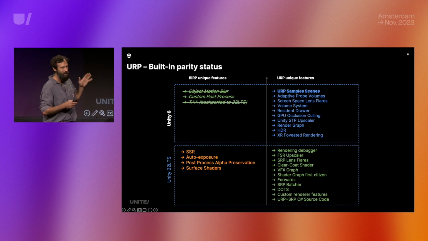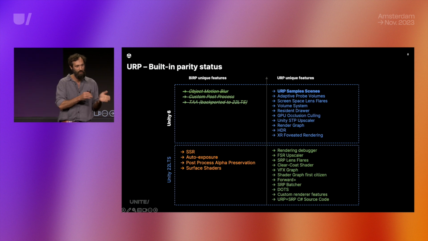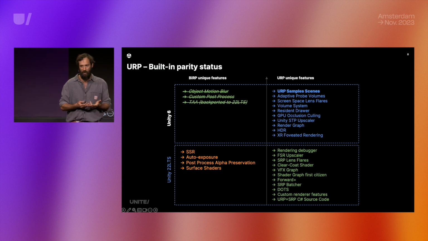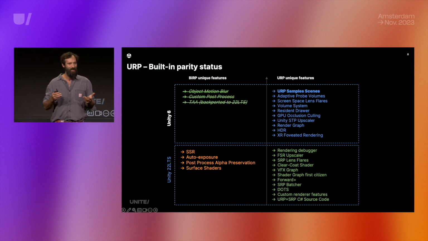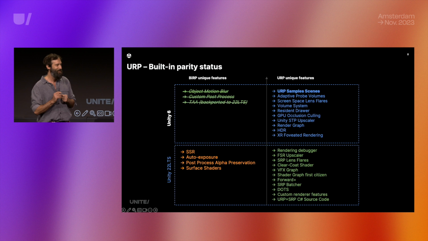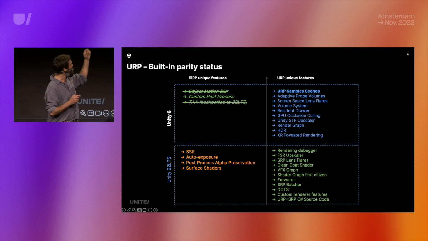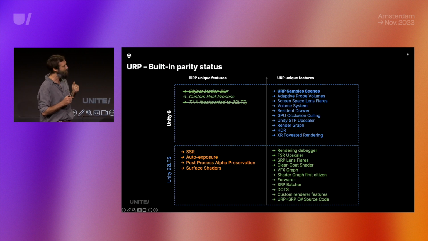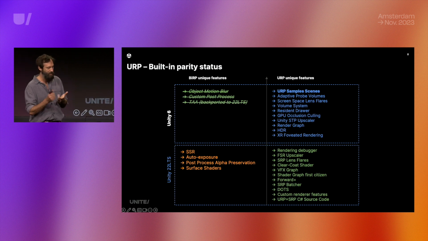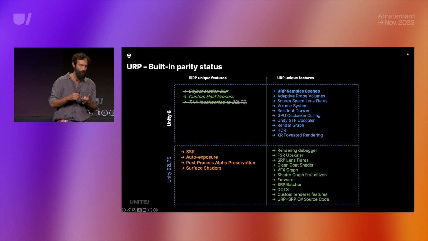We see that we still have a few features which are not in URP, like SSR, auto exposure, post-process alpha preservation, and surface shaders. Each time, people like you complain, and it's very often about this, and we can discuss after this if you want. And then we address some of the disparity in Unity 6, like with object motion blur, custom post-process, and TAA, which has been backported to 22 LTS.